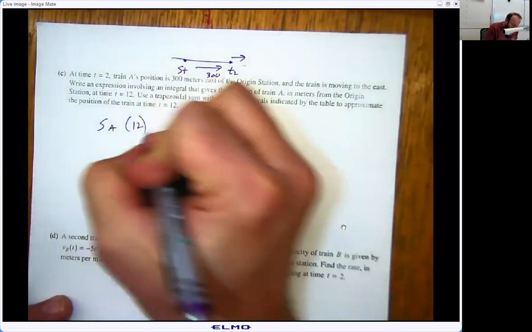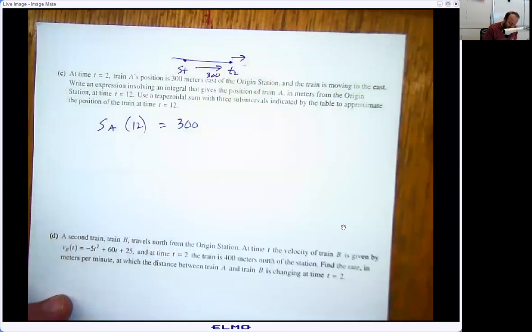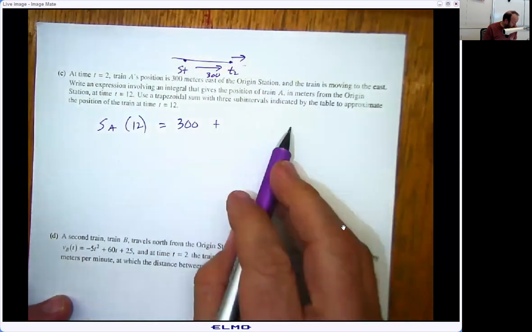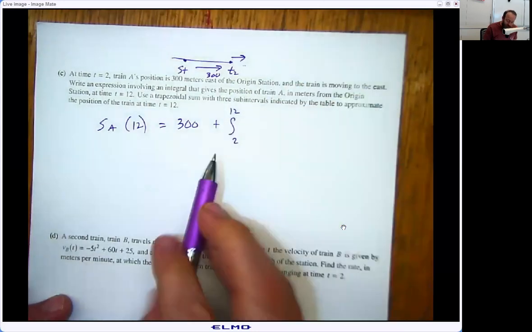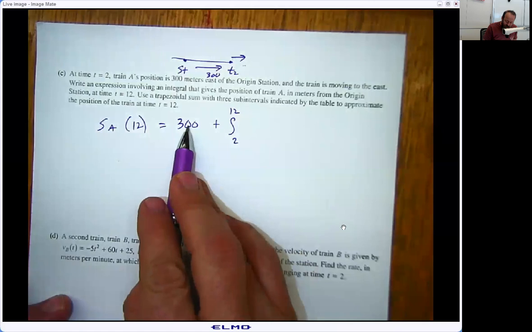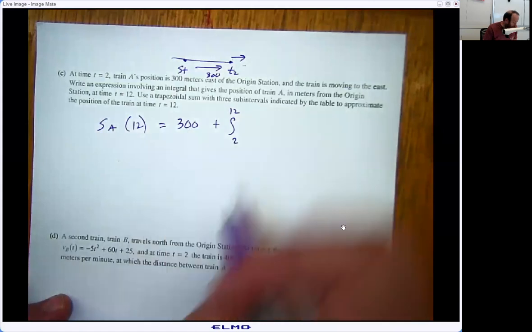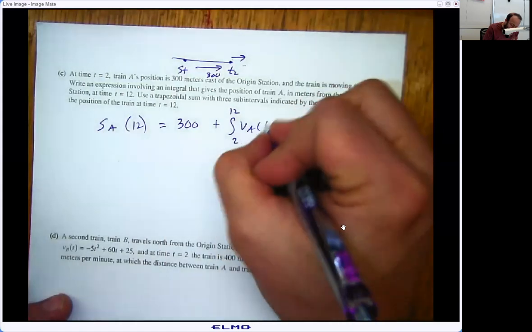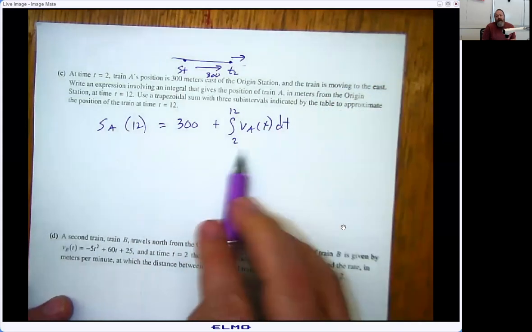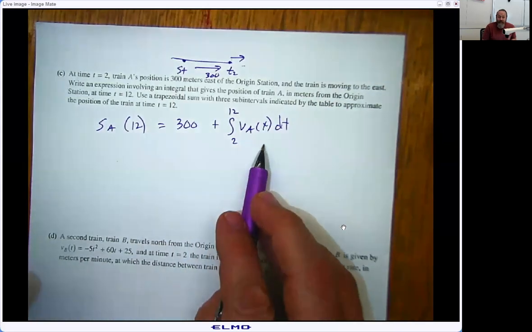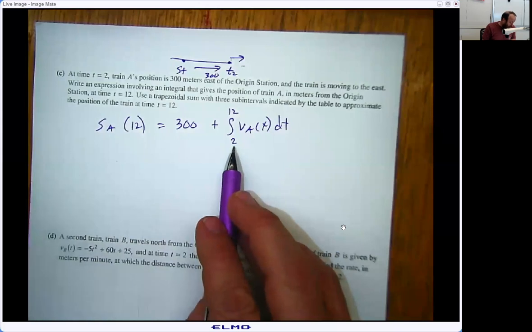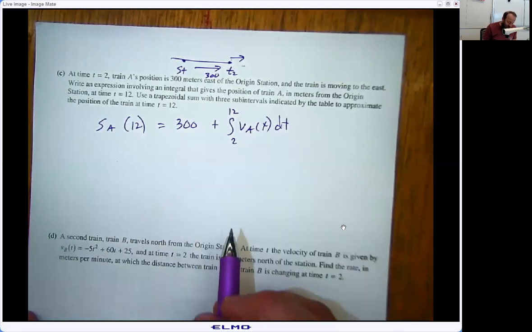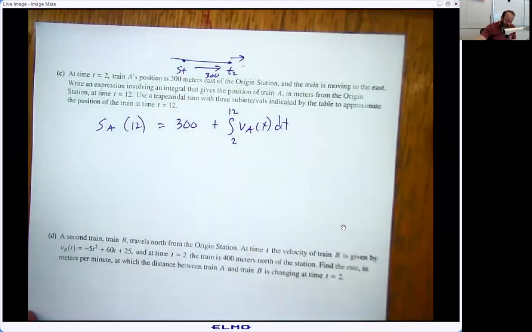So here's what we've got. We know we already started at 300, plus we want to find the area under that curve from 2 to 12, because we're trying to find the position. And since we already know we're at 300 at 2, that's where we're going to start this story, which is kind of how we usually do that. This is how we would actually say that in calculus, but of course we don't have the actual function that models this data. All we have is, well, numbers. And so it did say that we were going to go ahead and use a trapezoidal rule.